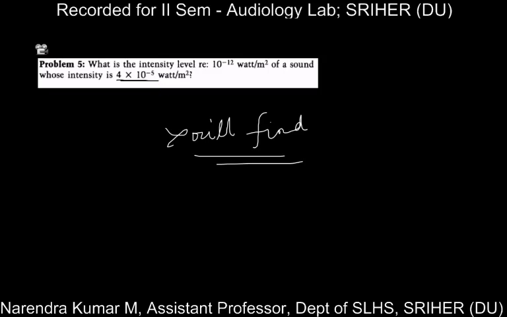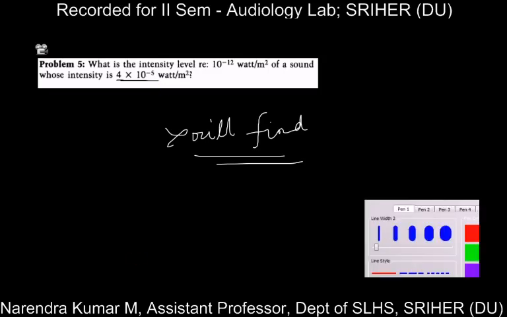Okay, so we'll go to the next problem. An intensity level of 65 dBIL corresponds to what absolute intensity? So now we are going to convert the dBIL into the absolute values. So 65 dBIL is equal to what absolute intensity? Watt per meter square.